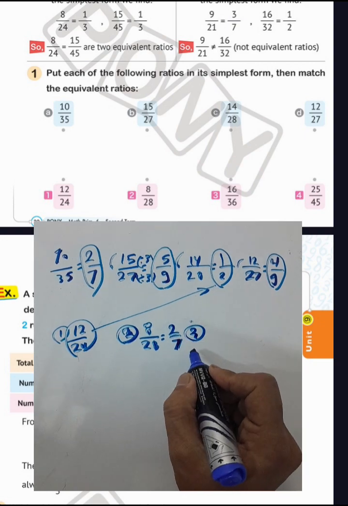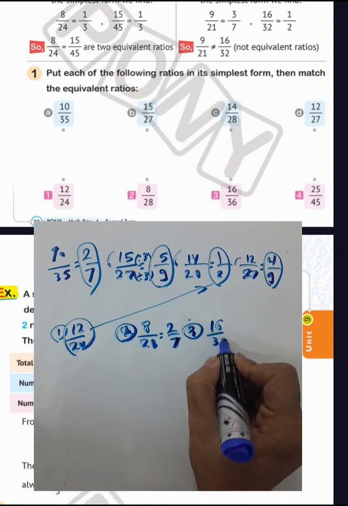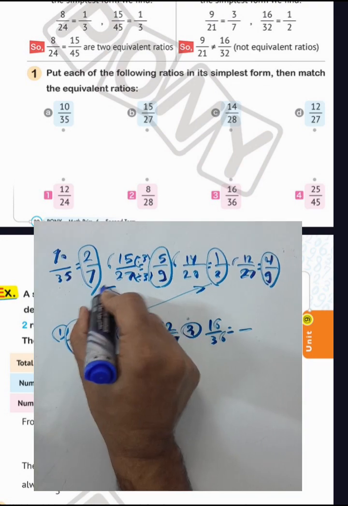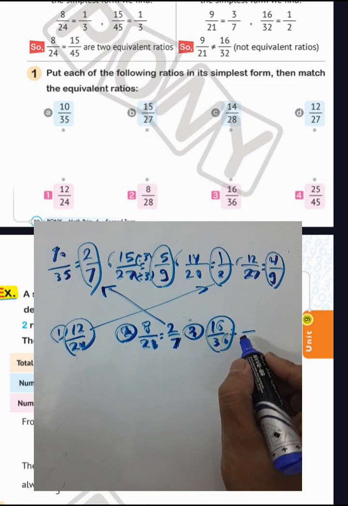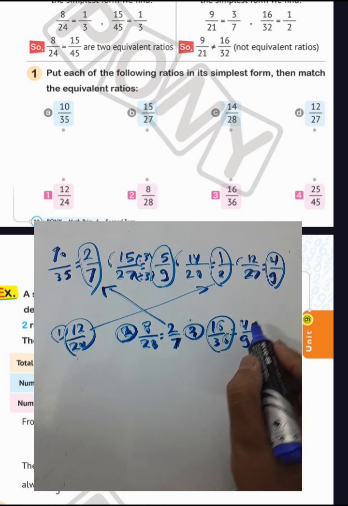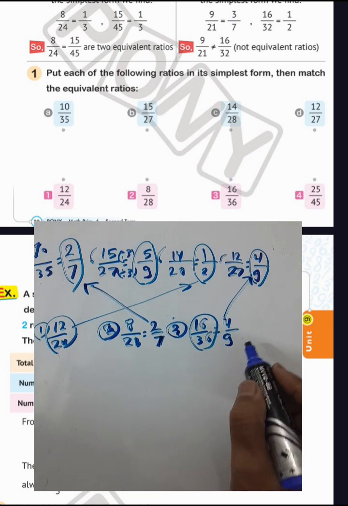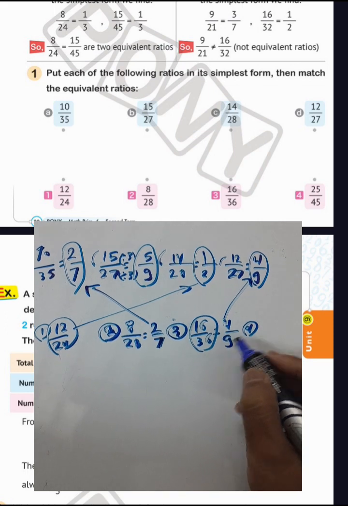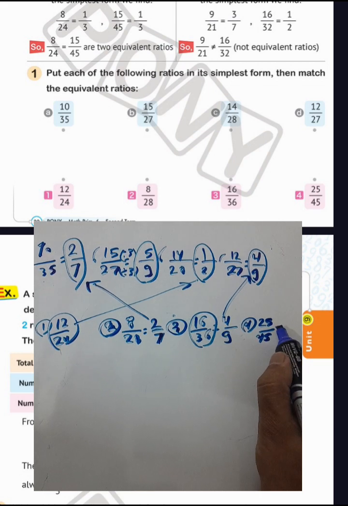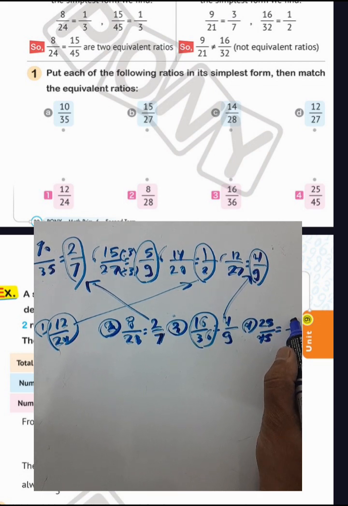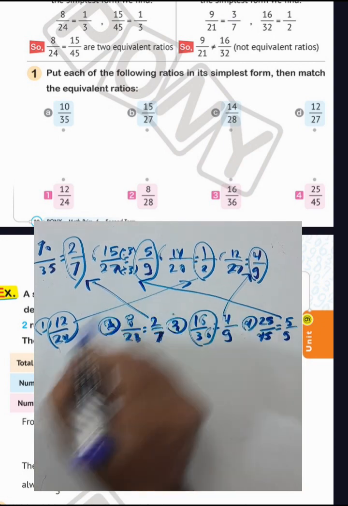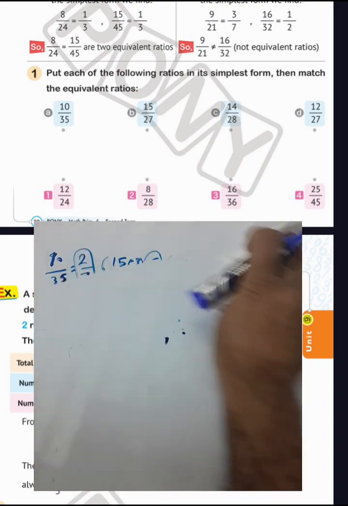And what about question number 3? 16 over 36, we can simplify this fraction by dividing the numerator and denominator by 4. We have 2 over 7 here. And 16 over 36, you can divide it by 4. 16 divided by 4 equals 4, and 36 divided by 4 will be 9. 4 over 9 here. And what about fraction number 4? We have 25 over 45. We can simplify this fraction by dividing the numerator and denominator by 5. 25 divided by 5 equals 5, and 45 divided by 5 equals 9. Then we have 5 over 9.